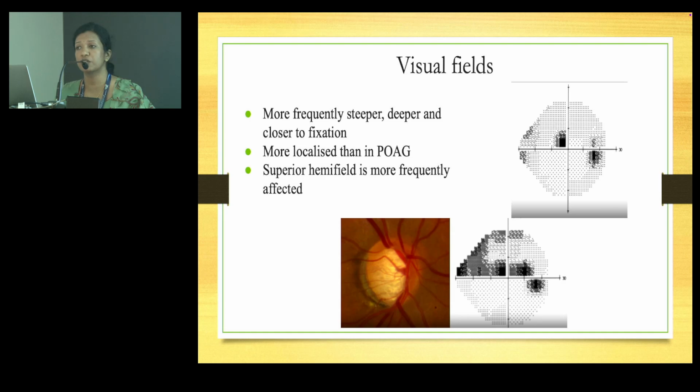Visual fields, when compared to other glaucomas, are more frequently steeper, deeper, and closer to fixation, as you can find in the picture given above. It is more localized than in primary open-angle glaucoma. Then usually the superior hemifield is more frequently affected. In this picture, you can see inferior neuroretinal rim thinning with a corresponding superior hemifield defect.